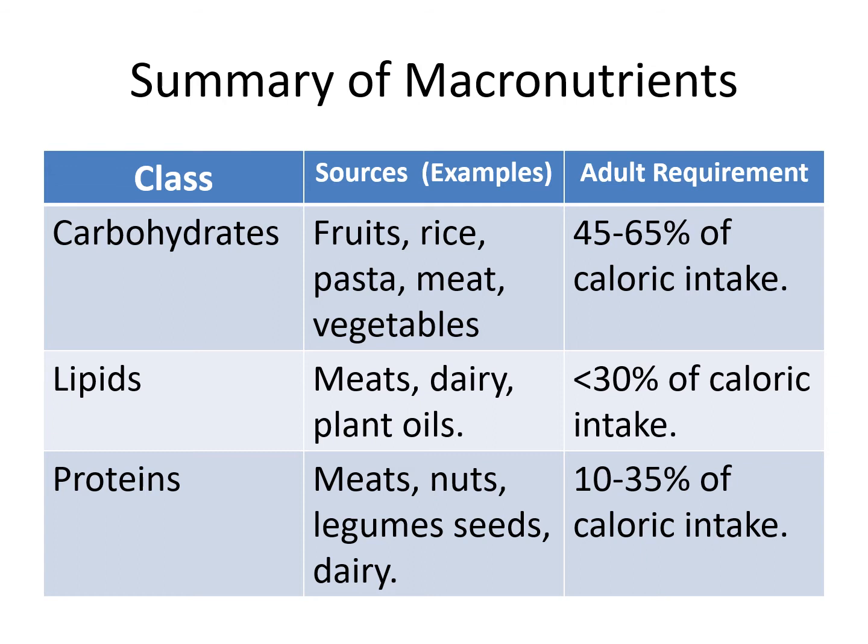And so this table just shows some examples of where we can obtain the different classes of organic molecules. So carbohydrates you can get from fruits, rice, pasta, and vegetables, and it should constitute about 50% of our diet. Lipids come from meats, dairy, and plant oils, and less than a third of our caloric intake. And proteins come from meats, nuts, legumes, seeds, and dairy products, and less than a third of our caloric intake.